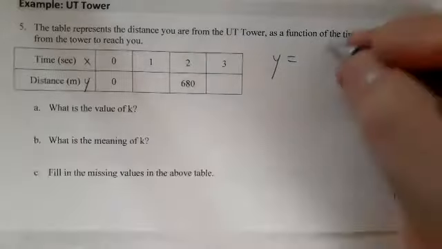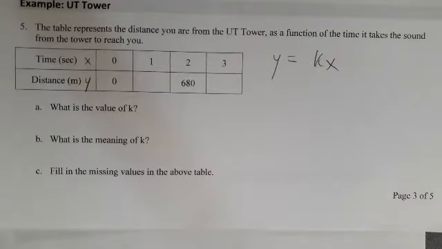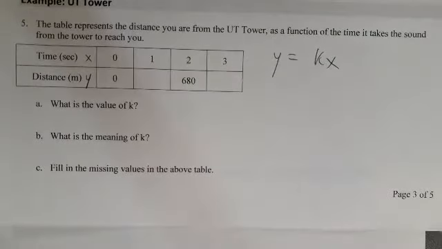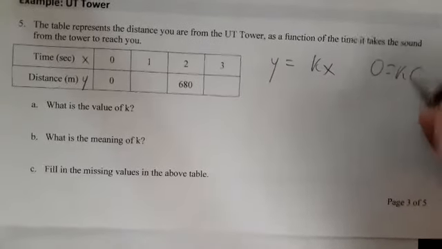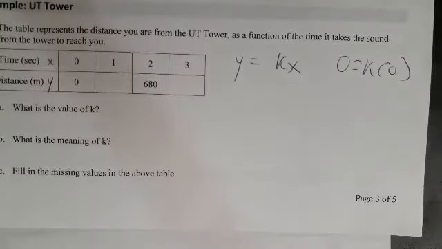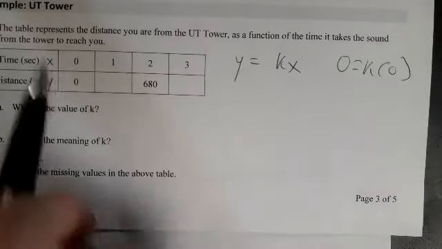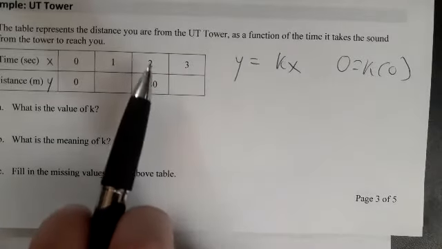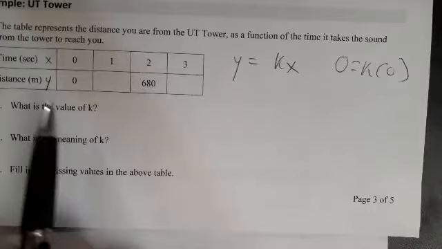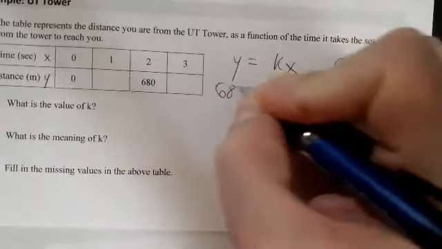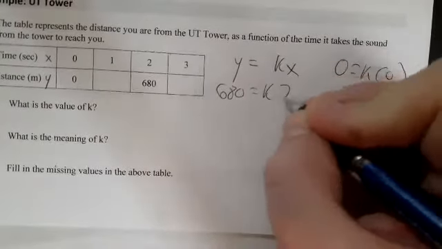So y equals kx is the formula that we want to use. This thing varies directly. So here they're giving us 2 points. We could plug in 0 and 0. But you might notice that doesn't help you solve for k very much. It just gives you something like 0 equals 0. So that point's not going to help you a whole lot. So we want to look at this point. So when my y is 680, my x is the value of 2.